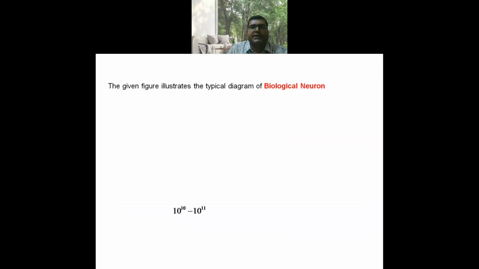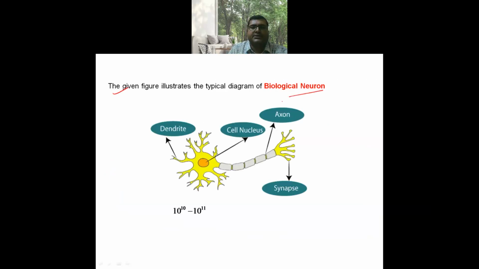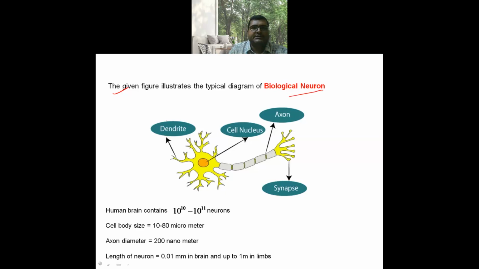The given figure illustrates the biological neuron. Here, the biological neuron consists of dendrites, cell nucleus, axon, and synapse. Human brain contains around 10 power 10 to 10 power 11 neurons. The size of cell body is around 10 to 80 micrometers, and axon diameter is around 200 nanometers. The length of a neuron is around 0.01 millimeter in brain.